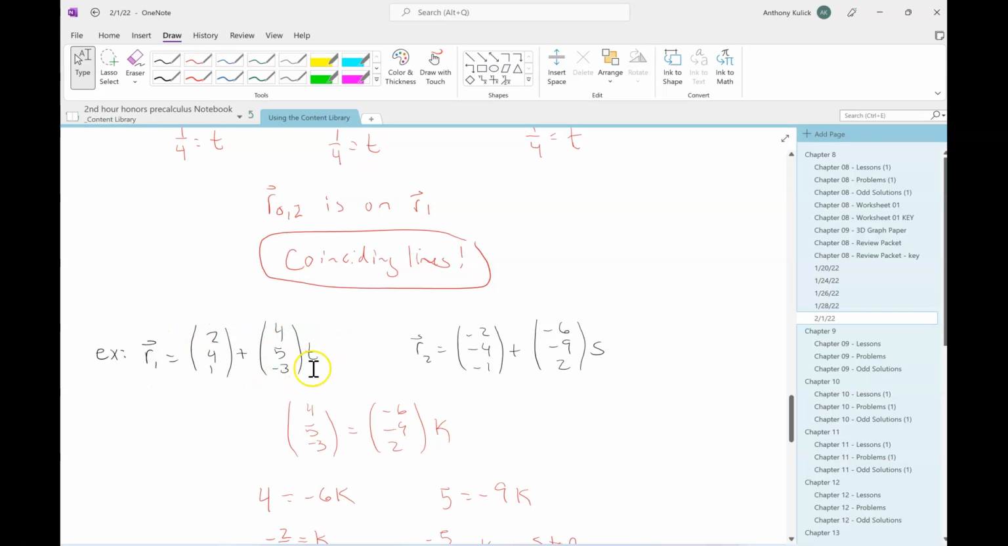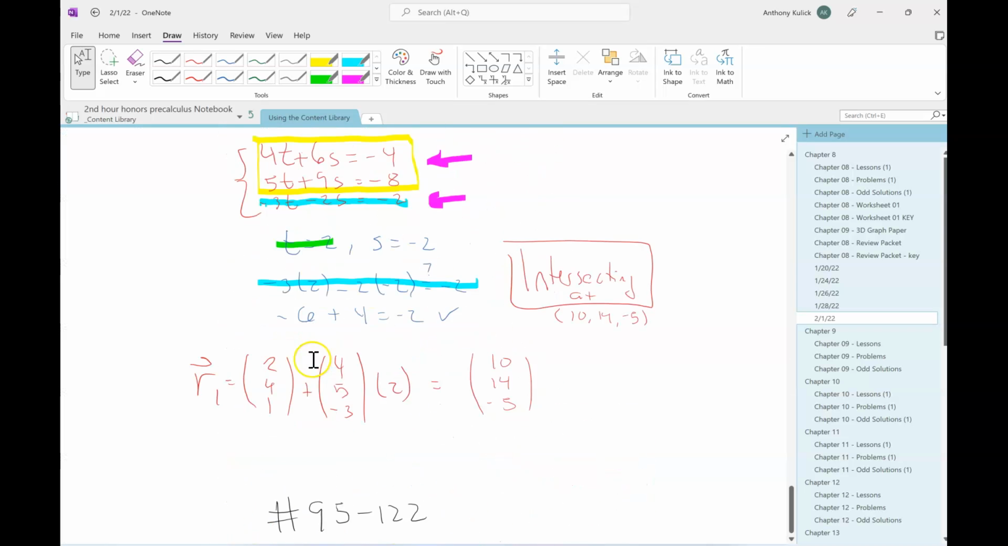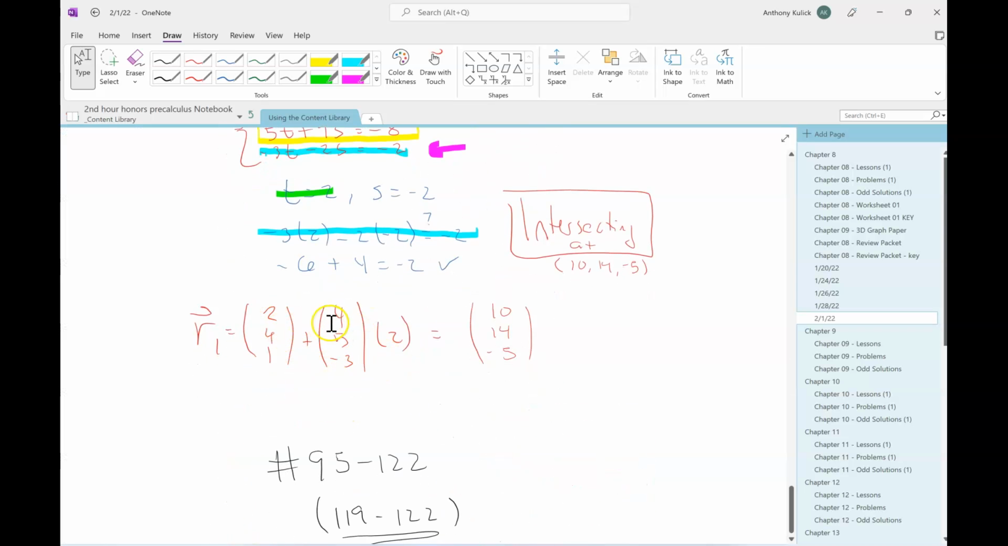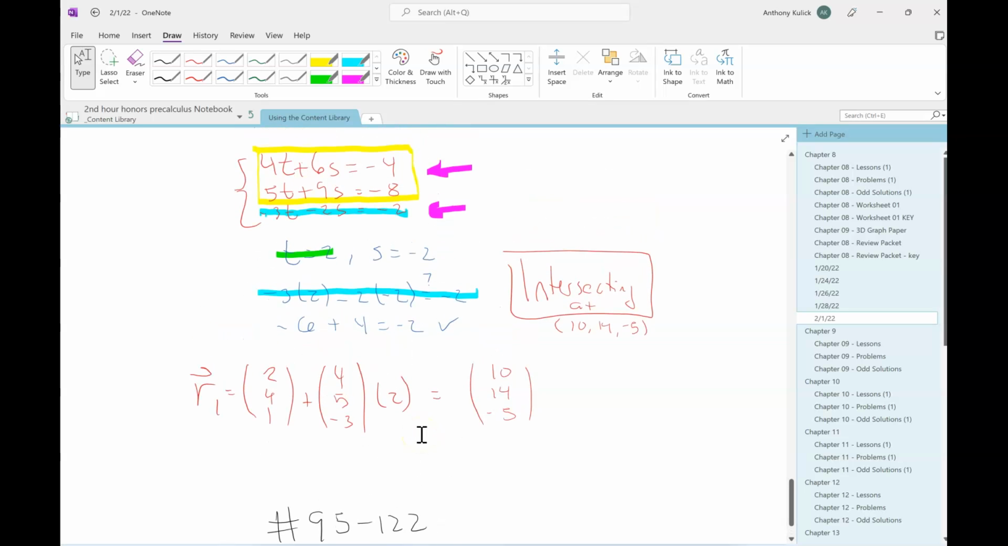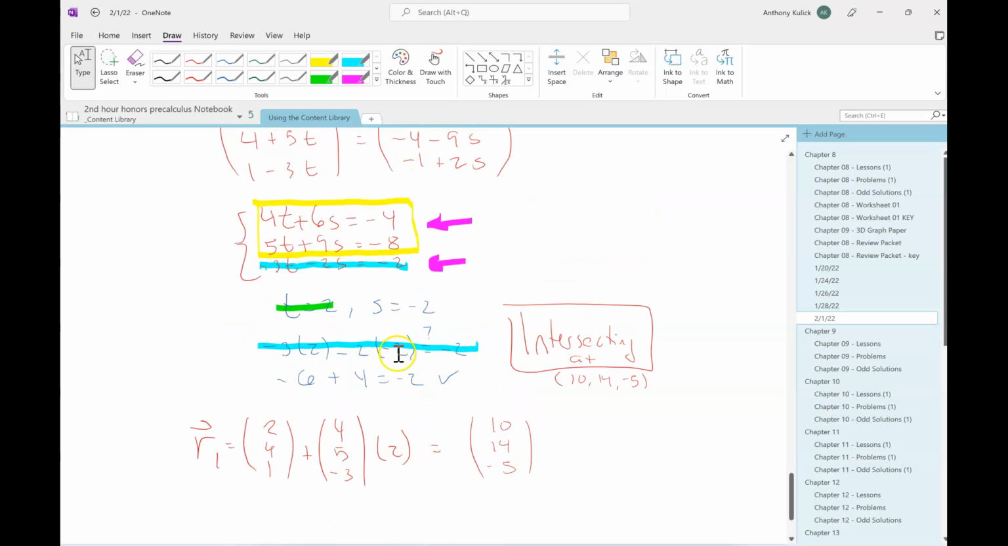So since I picked t, I'm going to plug it into R1, because R1 had the t in it. And when I do that, 2 plus 4 times 2 is 10. 4 plus 5 times 2 is 14. And 1 plus negative 3 times 2 is negative 5. That's not negative 5, though. Oh, yeah, it is negative 5. Okay with that?